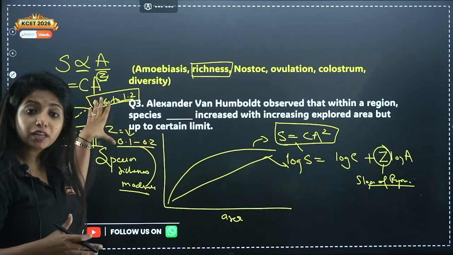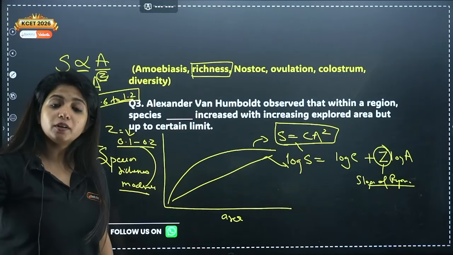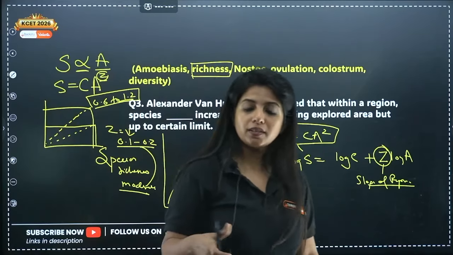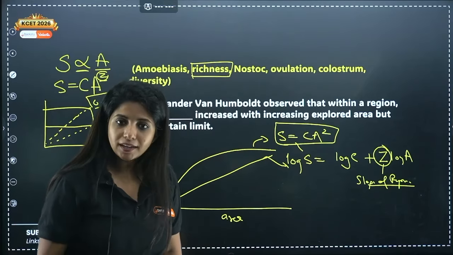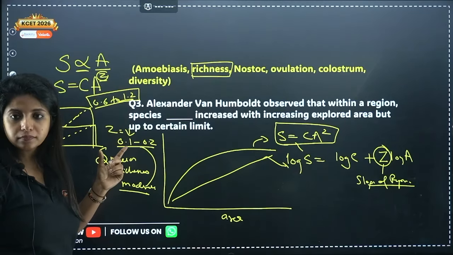If I take the larger area, obviously the Z value will be more. If I go to tropical forest and see their Z value, here it will be more for frugivorous plants as well as mammals staying up there. And by more I mean it should be coming between 0.6 to 1.2.